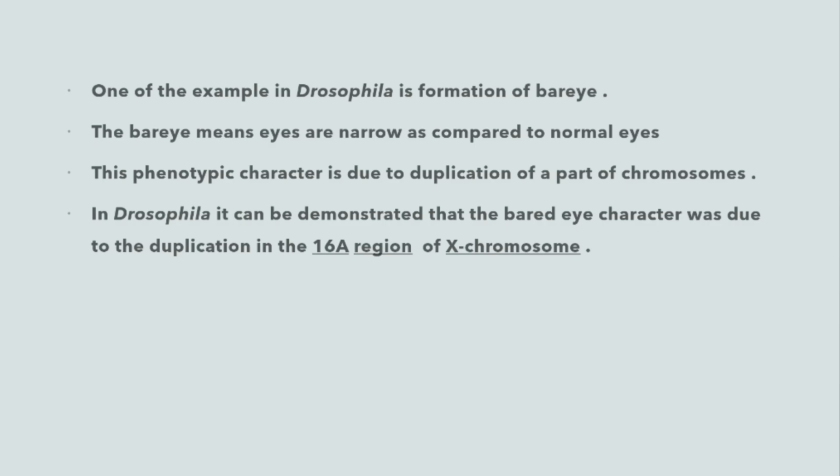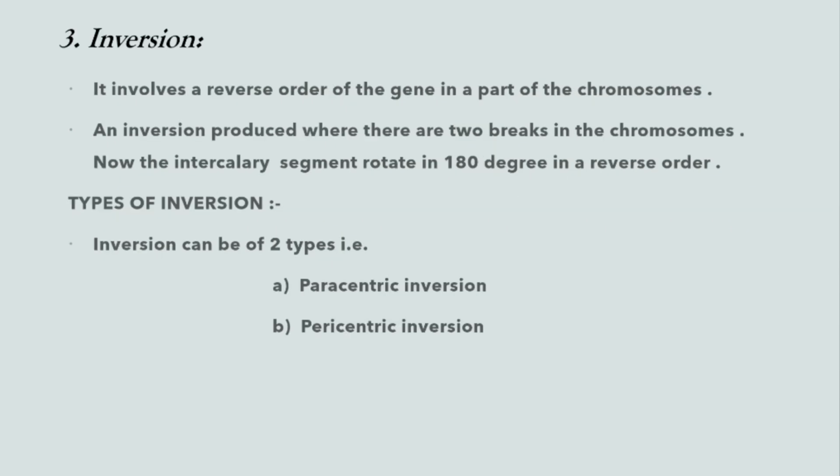Then one example in Drosophila is the formation of barred eye. Barred eye means the eyes are narrow as compared to normal eyes. This phenotypic character is due to the duplication of a part of the chromosome. In Drosophila, it can be demonstrated that the barred eye character was due to the duplication in the 16A region of the X chromosome.